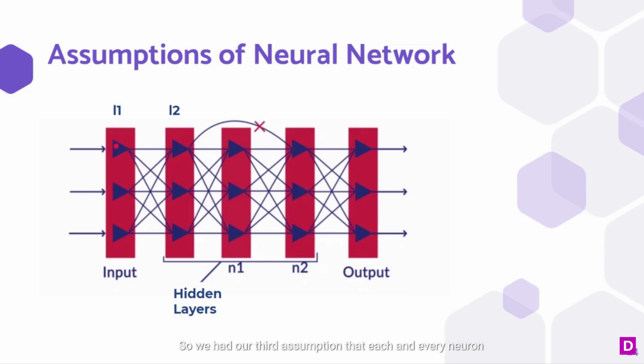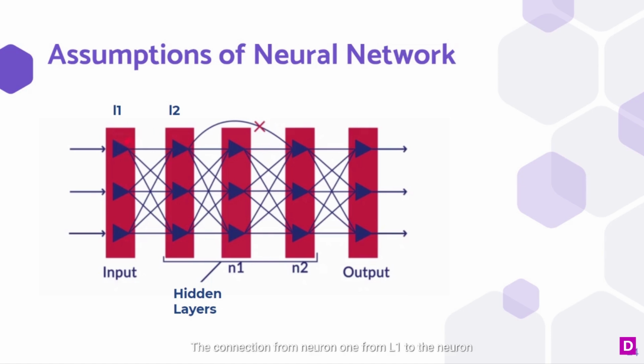So we had our third assumption that each and every neuron in one layer will be densely connected with each and every other neuron in the subsequent layer, but there will be no interaction between the neurons of the same layer. This is an assumption. Moving on to the next assumption, that every connection between two neurons will be associated with a weight. Okay, so each and every connection has its own weight.